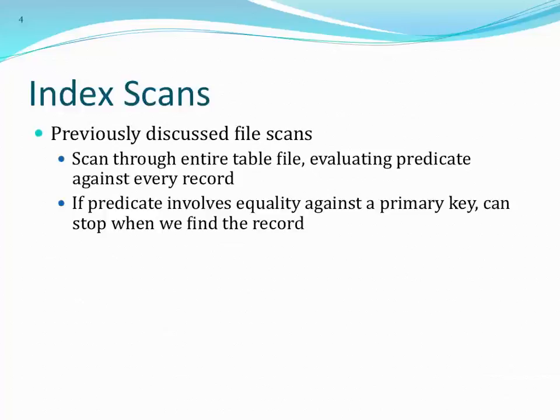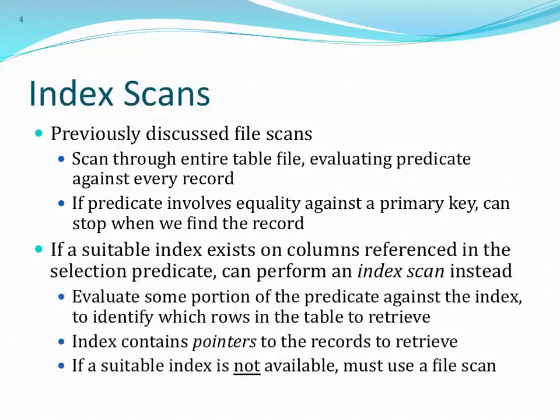So we talked about file scans where we have to evaluate a predicate against every record in the table file, except in the special case that we know that the predicate is against the key and it's an equality predicate. And so once we find our first record, we can actually stop. Otherwise, we have to scan the entire file. Worst case, even with a key, we have to scan the entire file.